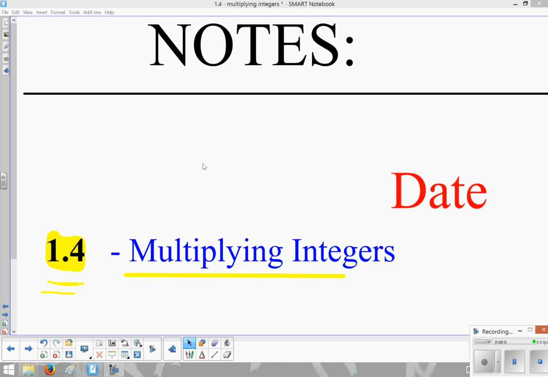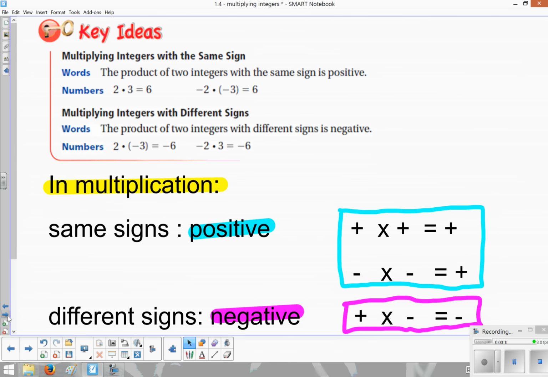Don't forget our setup for our notes. You need to have the lesson number 1.4, the title of our lesson, which is multiplying integers, and today's date. Okay, let's go ahead and begin. As a reminder as well, to get full credit for your notes, you need to make sure you copy down everything that's in our video.